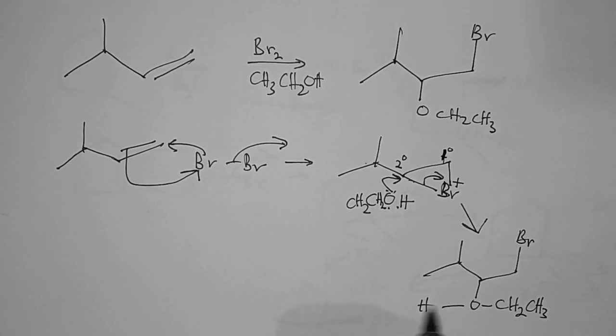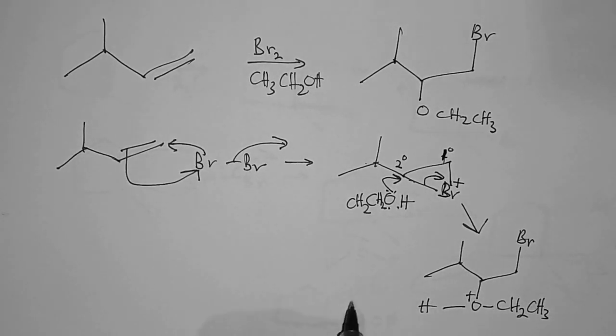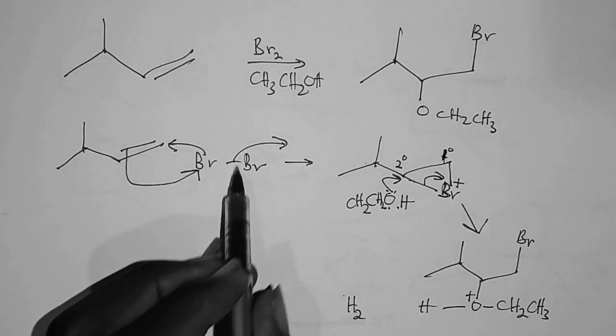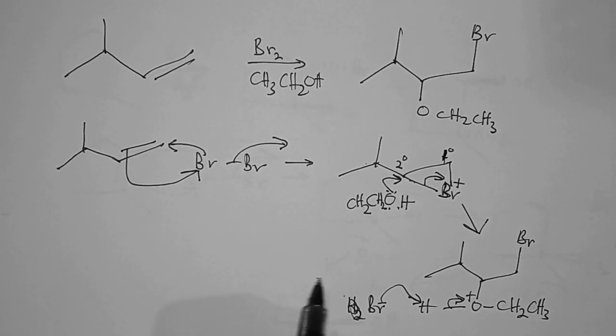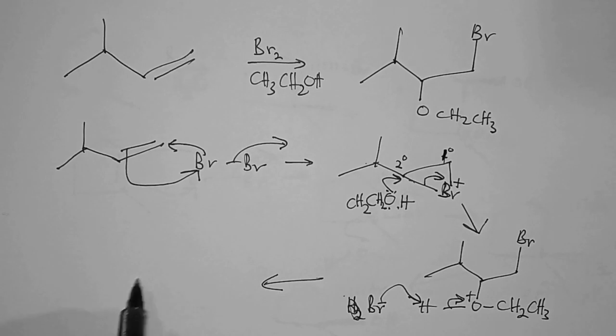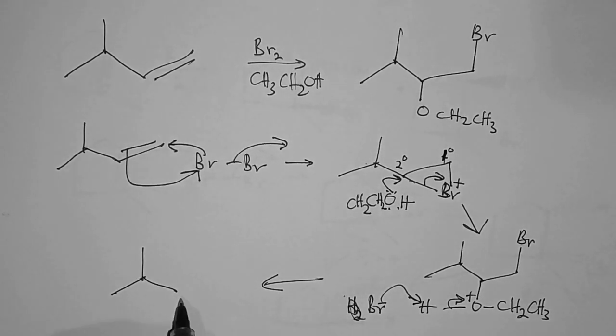But this was an alcohol. So in the final step, you see that we have water in the system, or the Br that was thrown off. So this Br minus will come and pick this proton, moving the electrons back here, to lead us into our original product.